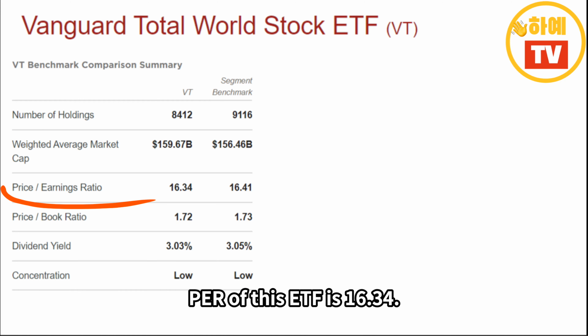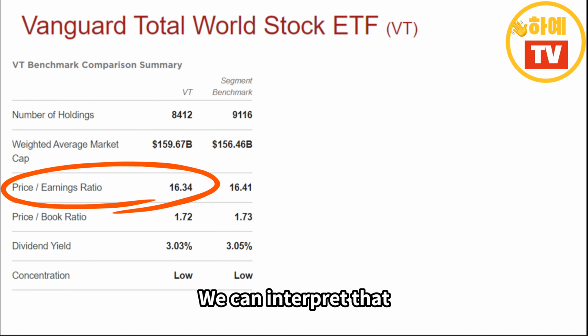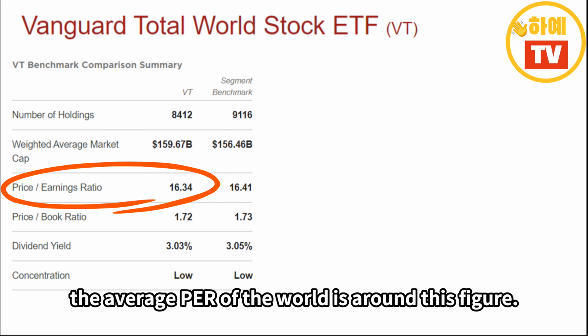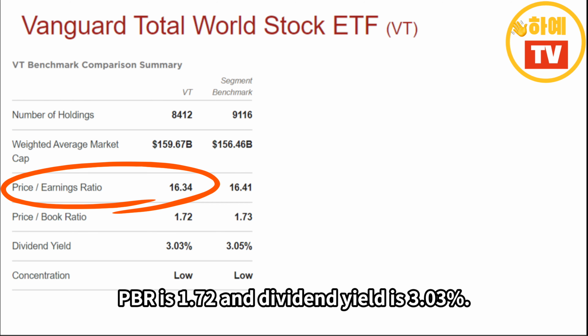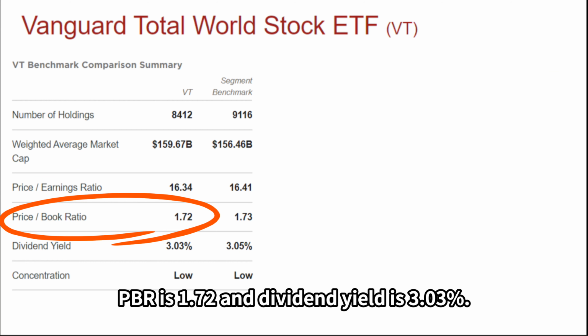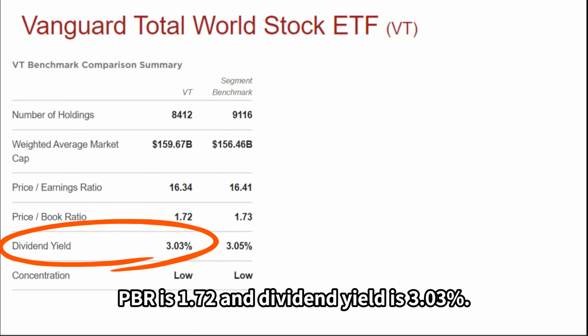PER of this ETF is 16.34. We can interpret that the average PER of the world is around this figure. PBR is 1.72, and dividend yield is 3.03%.